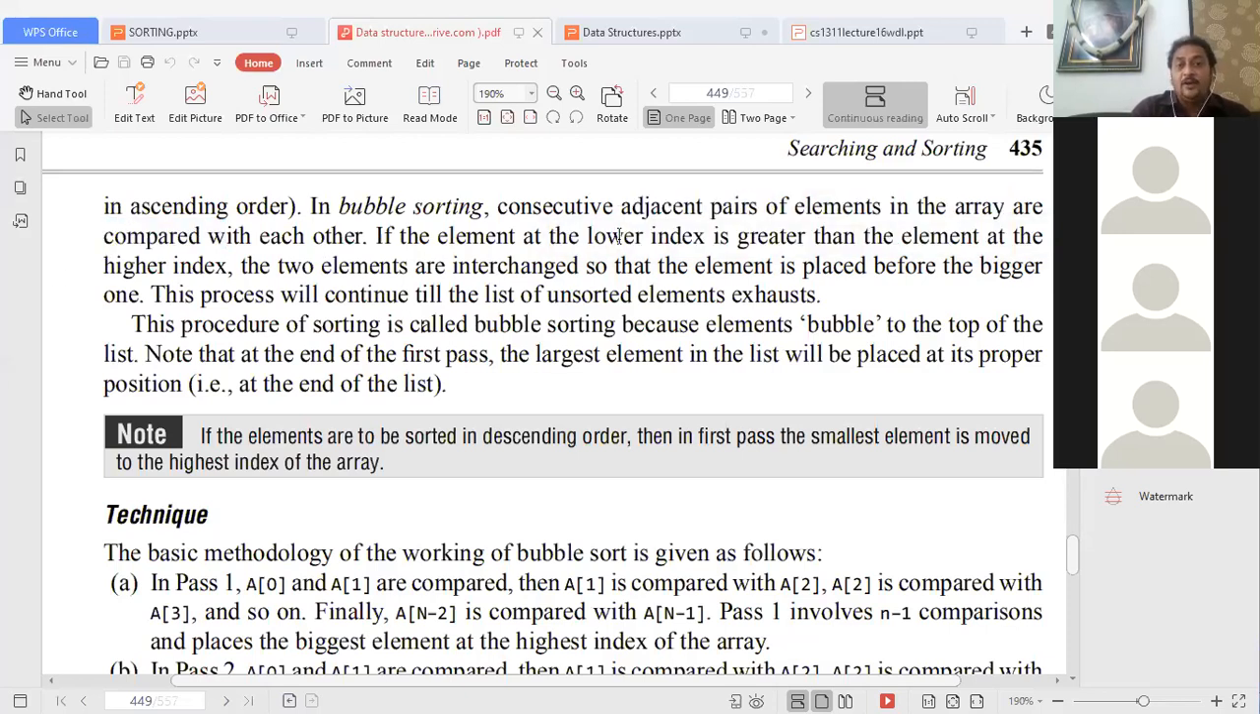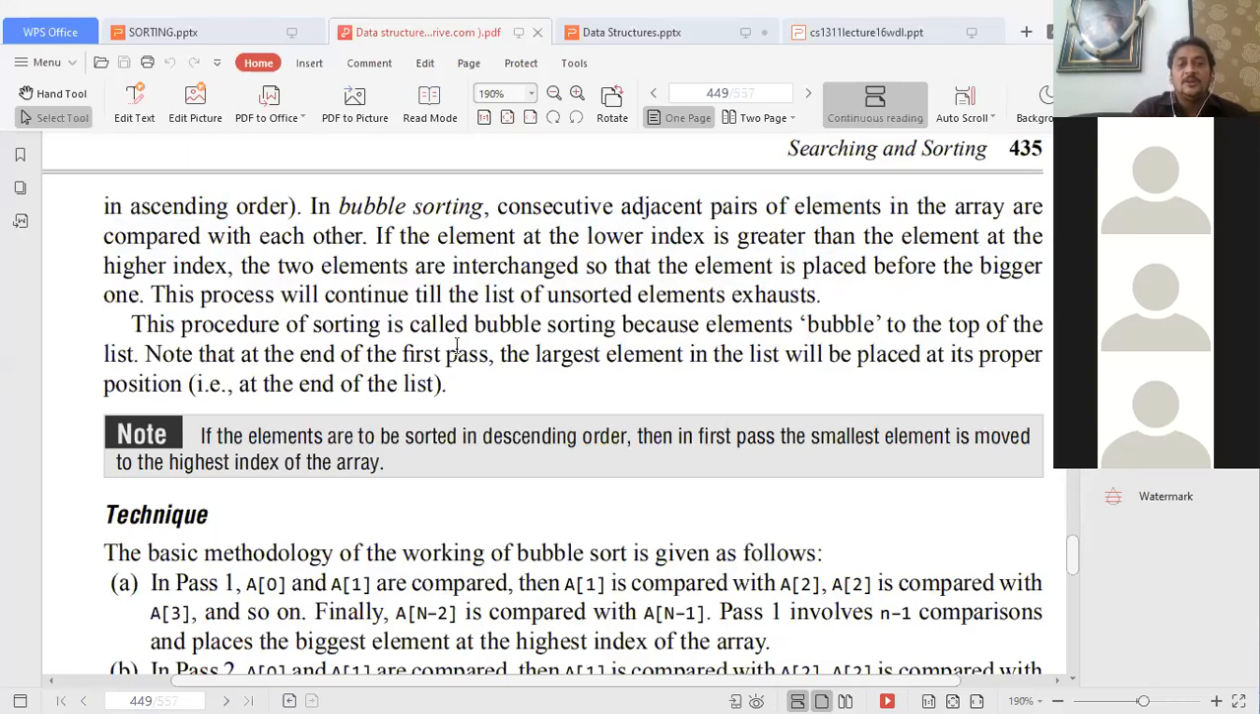If the element at the lower index is greater than the element at the higher index, where the lower index is a of k and the higher index is a of k plus 1, then these two elements are interchanged so that the smaller element is placed before the bigger one. This process will continue till the list of unsorted elements is exhausted.